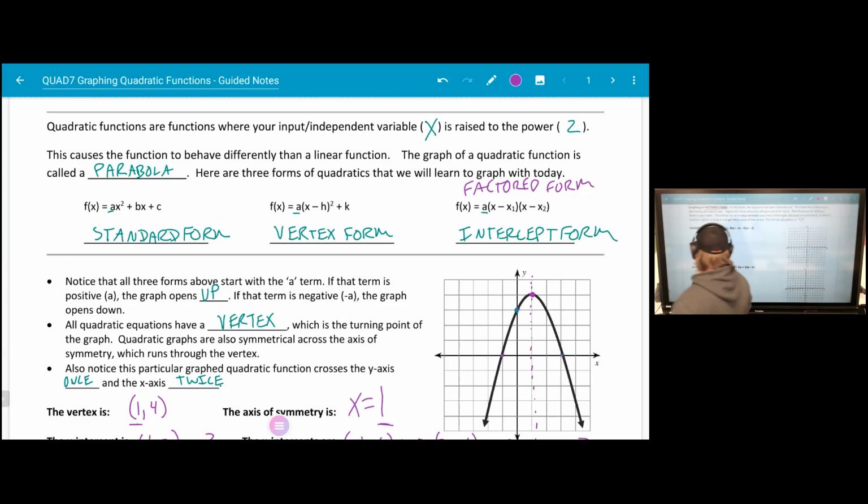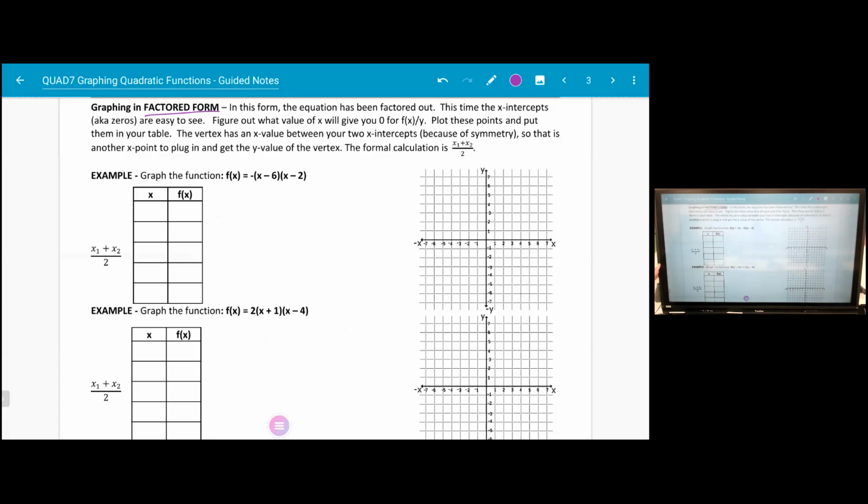So in factored form, we've already got our intercepts, our x-intercepts. That's why I call it intercept form as well. So what we need to do is figure out what our 2 intercepts are. And then what's kind of cool is the x coordinate halfway in between those, that's our vertex. So in this first case, I have negative times x minus 6, that's like -1, by the way, times x minus 6 times x minus 2.